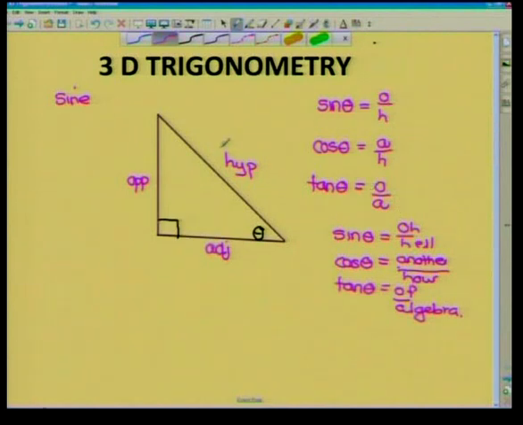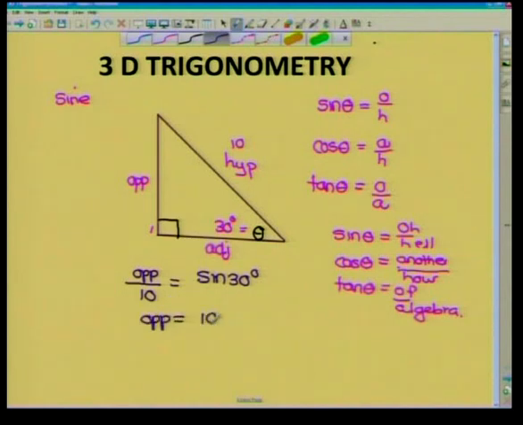Now remember how it worked. We decided, say this was 10 units long. Say we decided this was 30 degrees. And we decided we wanted to work out these remaining two sides. How we would work it in grade 11 is we would say the one we want, so let's say we decide we want to get this one, so the opposite, over the hypotenuse, which is 10, is what trig ratio? Well, opposite over hypotenuse is sine, so it is the sine of 30 degrees. So the opposite would equal 10 times sine 30 degrees.